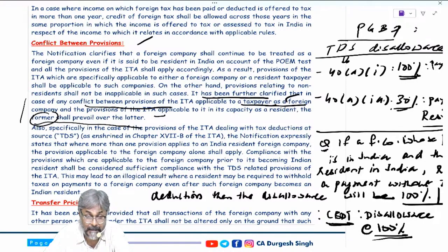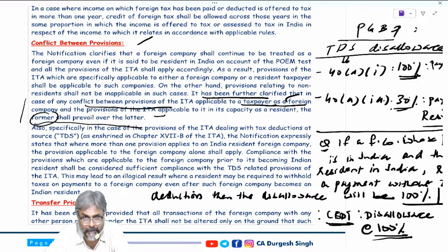Rebate part. In the default scheme, 115BAC, what is the rebate? Up to 7 lakhs, students, what is the maximum rebate? Up to 7 lakh rupees, the maximum rebate is about rupees 25,000.